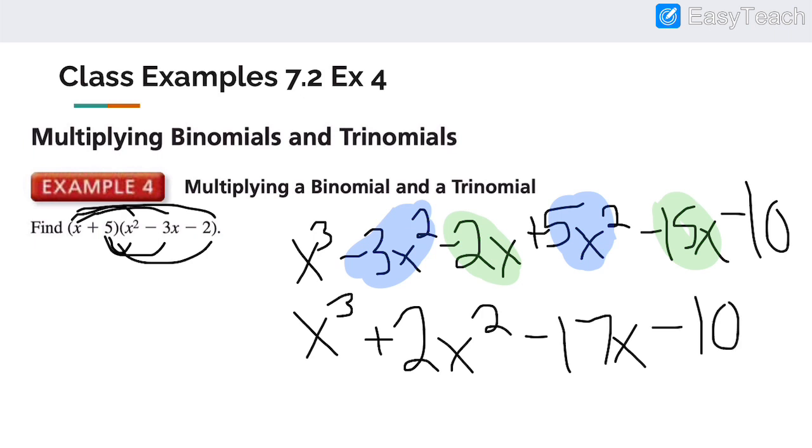So noticing here, a binomial times a trinomial gave us a polynomial with 4 parts. So just something to make note of. But again, the idea is still the same. You're going to distribute. Once you're done distributing, then you just combine like terms to get your final answer.